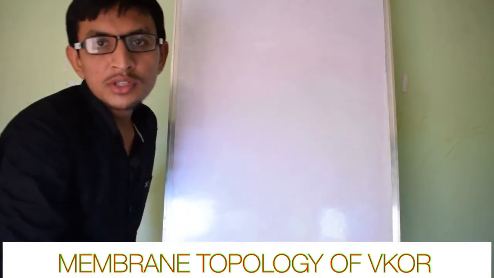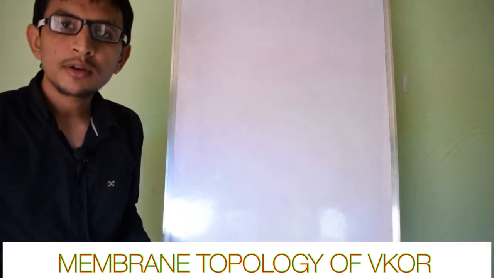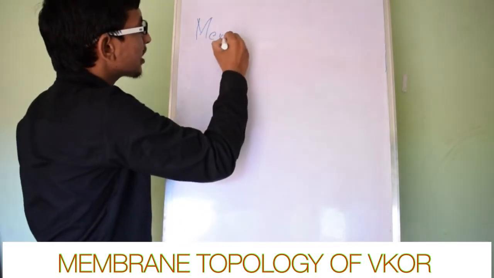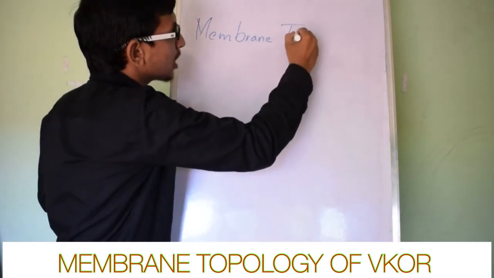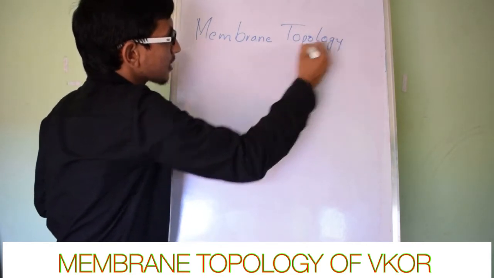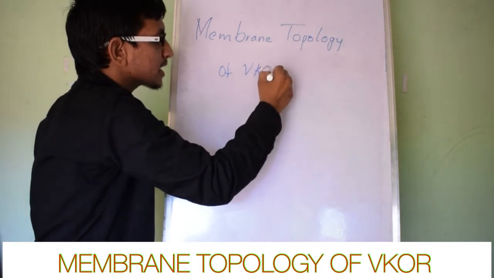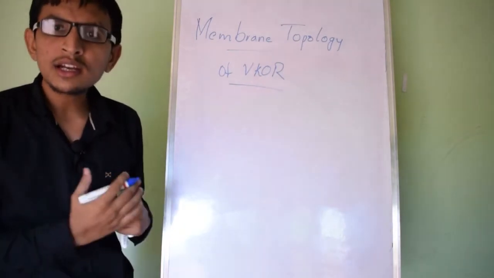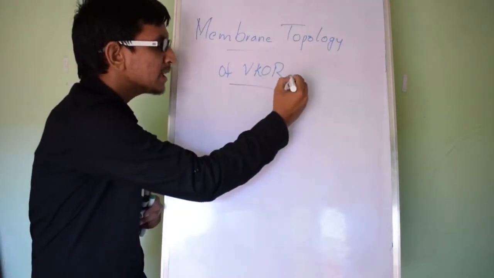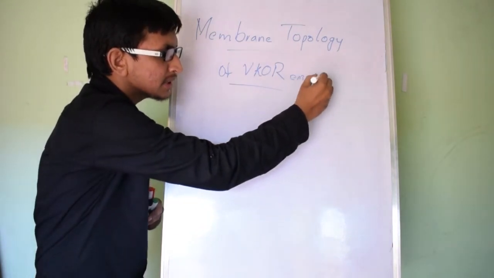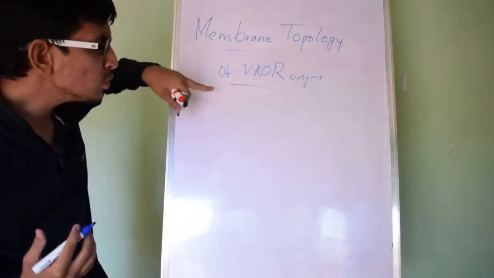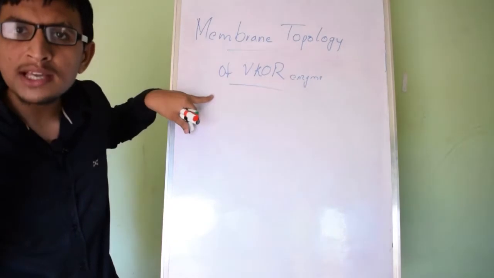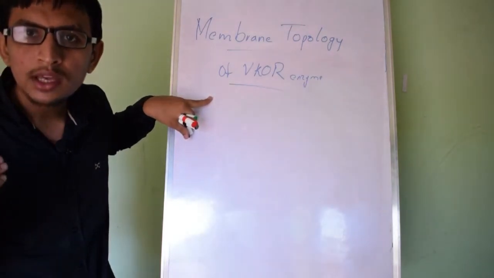So friends, let's start to discuss the membrane topology of vitamin K epoxide reductase. Friends, the reason for learning the membrane topology of vitamin K epoxide reductase enzyme is to know how this enzyme is actually spanning the membrane of the endoplasmic reticulum, which is present in your hepatocyte.